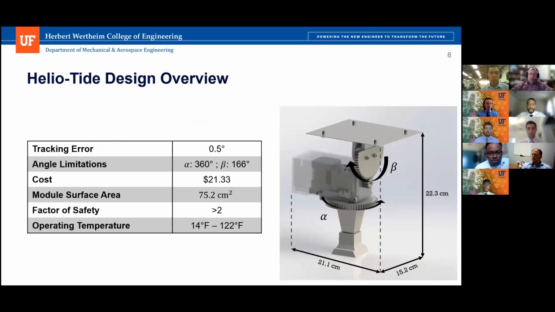And so here's our final product. This is the Heliotide. As you can see on the right, these are a couple of dimensions: the length, width, and height of the Heliotide.